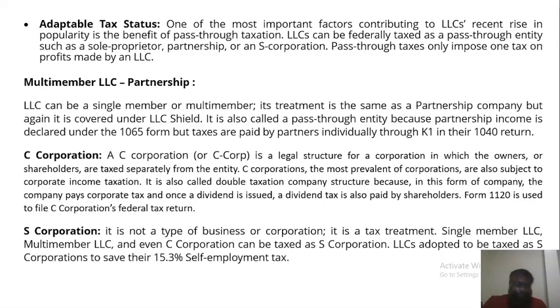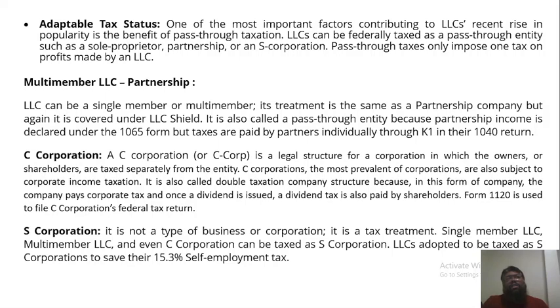S corporation. First of all, this is not a type of business or a type of corporation. It is a tax treatment. Like a single member LLC can be an S corporation, a multi-member LLC can adopt to be taxed as an S corporation, even a C corporation with within 100 shareholders can adopt to be taxed as an S corporation.